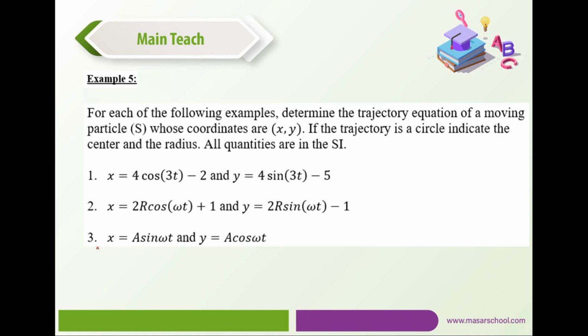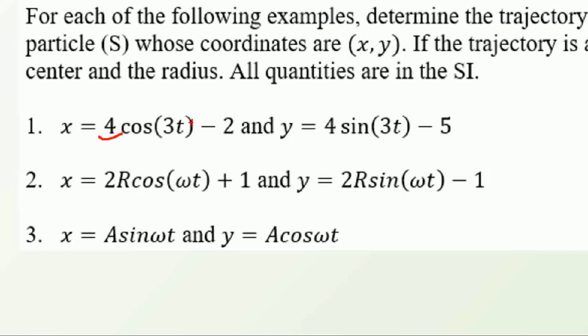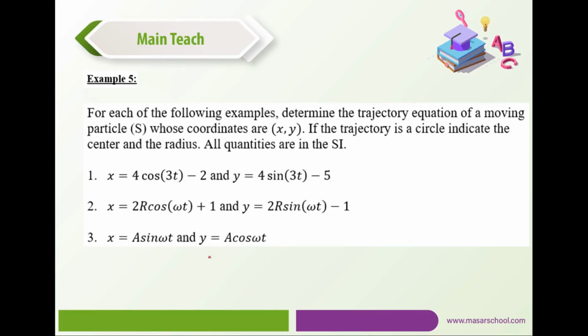If it is a circle, let's investigate directly. Same coefficient, same angle, so this is a circle. Same coefficient, same angle, this is a circle. Same coefficient, same angle, so this is a circle. All of these examples are indeed circles.